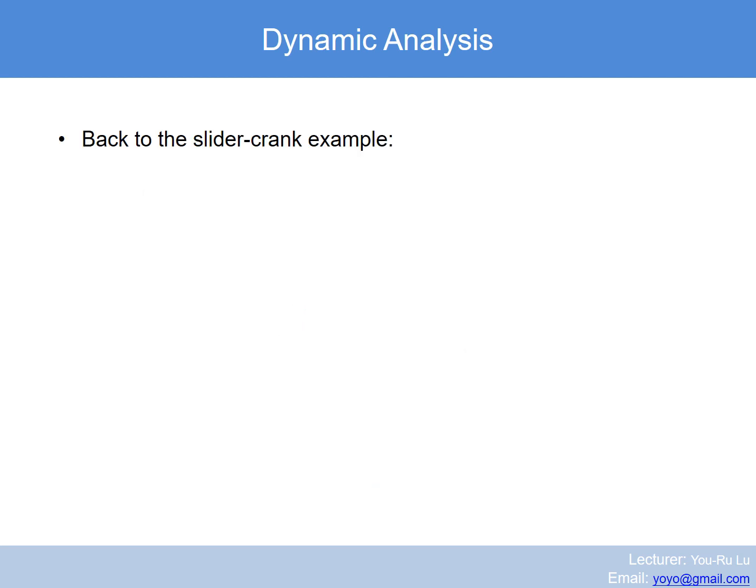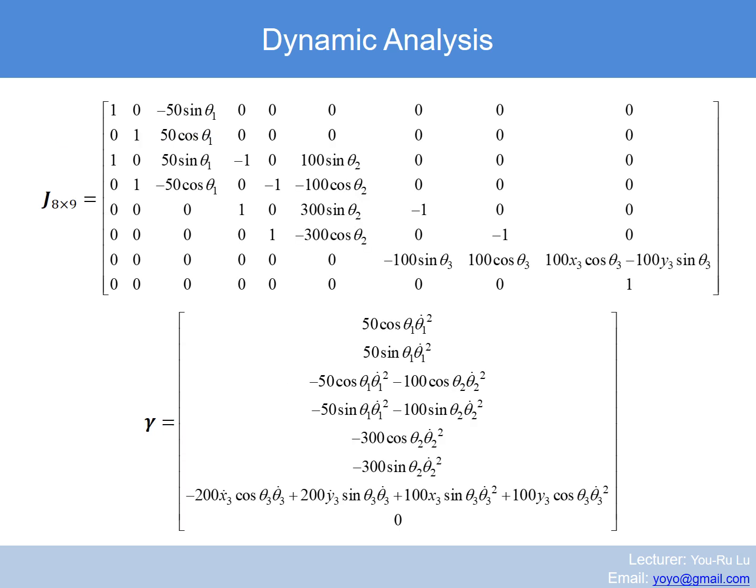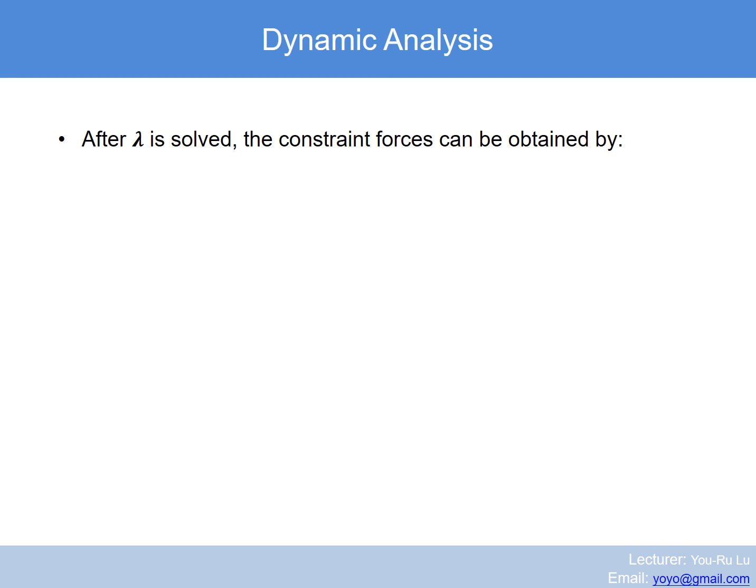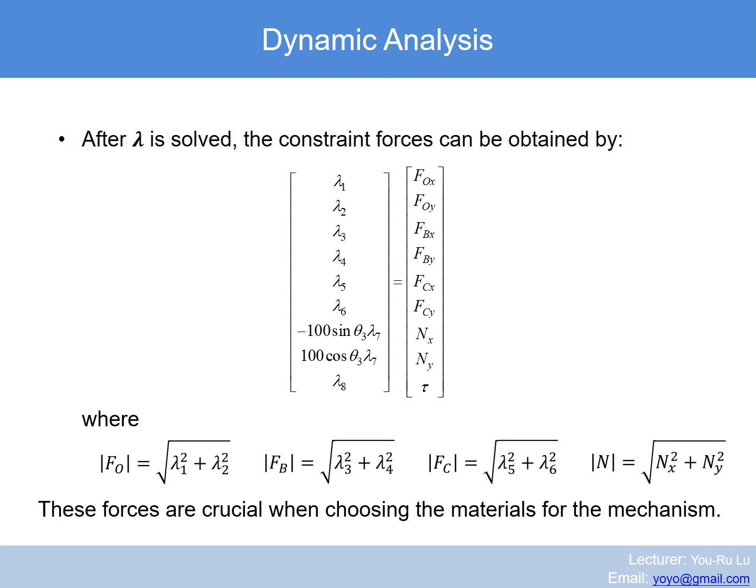Now back to the slider crank example. We can rewrite the equations in matrix and vector form like this, where the matrix M, q double dot, lambda, and F applied are shown here, and the J matrix and gamma vector are shown here. With these matrices, we can use MATLAB to solve for q double dot and lambda. In this case, after lambda is solved, the constraint forces can be obtained by this, where the magnitude of the joint reactant forces Fo, Fb, Fc, and N can be obtained by these equations.